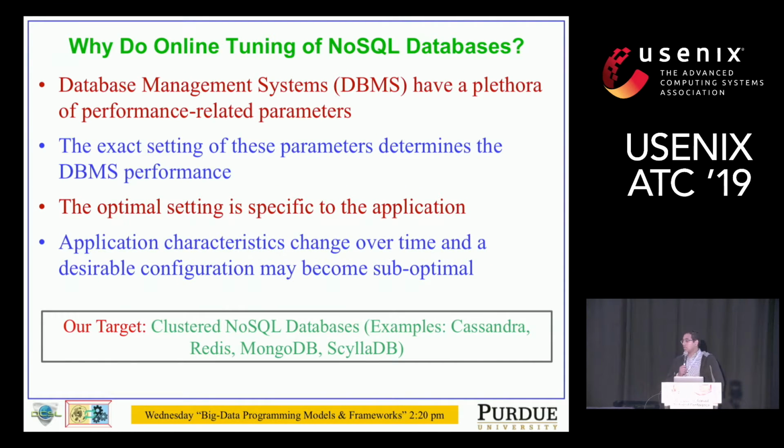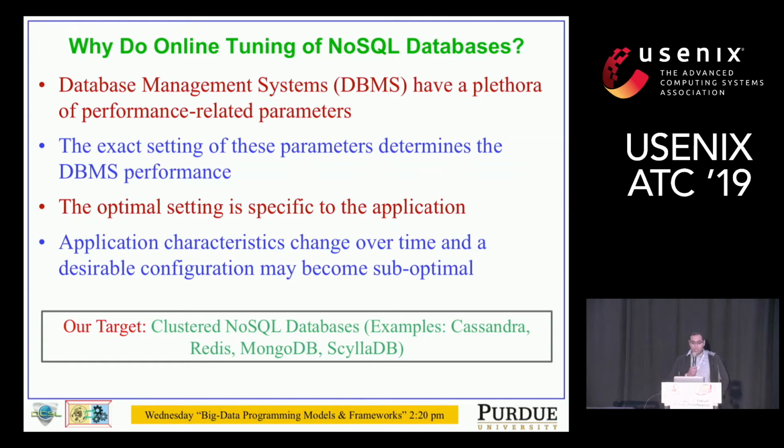So first of all, we discuss what the challenges are for online tuning of NoSQL databases. The first challenge is that databases have a plethora of performance-related parameters that need to be tuned for optimal performance. And for real-world workloads, the workload characteristics are always changing over time, and therefore there needs to be reconfiguration for the new optimal parameters.